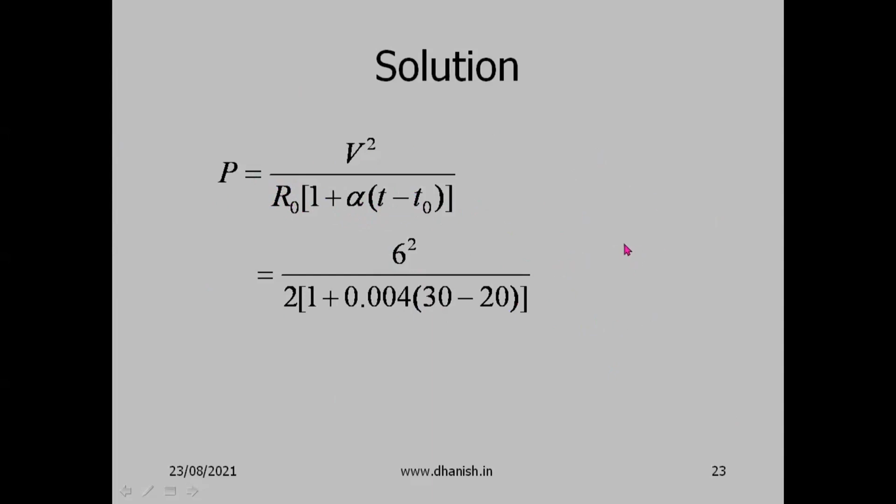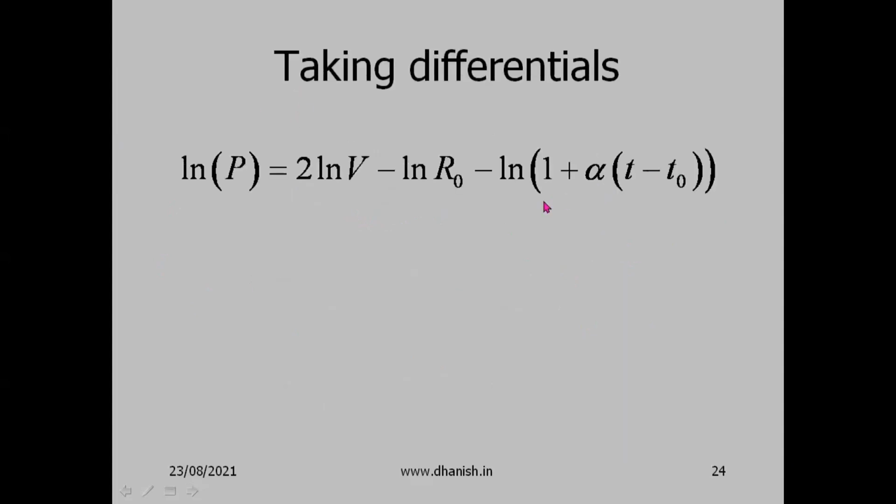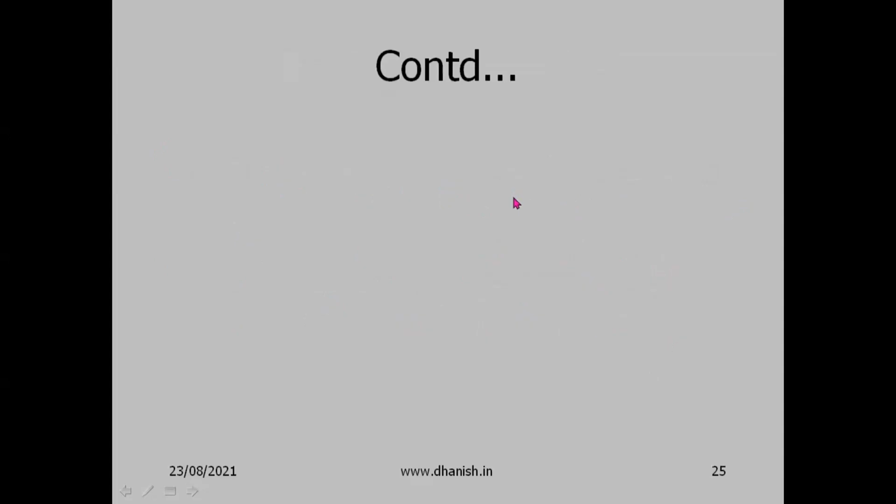So you can see the GUM itself. First calculate the power, then take differentials. Okay, this you can directly determine, otherwise you can take differentials. ln P equal to 2 ln V minus ln R naught minus ln of 1 plus alpha into T minus T naught. dP by P is 2 dV by V minus dR naught by R naught minus d of (1 plus alpha into T minus T naught) by (1 plus alpha into T minus T naught). So we can determine each term.